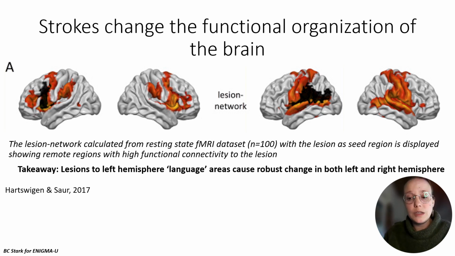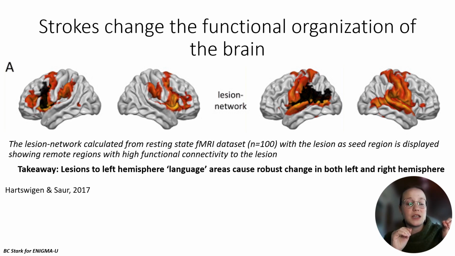What we do know, the details are complicated and we don't all agree on the details just yet, but what we know unequivocally is that strokes change the functional organization of the brain. This is probably not surprising because we know that the brain is able to change, right? That's all about what neuroplasticity is. And so a stroke to some part of the brain disrupts that brain area, but also all the connections it had to other parts of the brain.